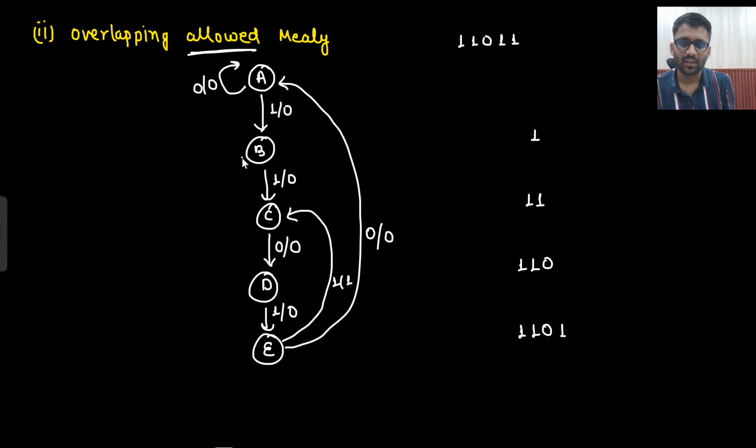So it will start from the beginning again. What about C? If 0 is applied, it needs to go ahead. If 1 is applied, it will look for the best case. What is the best case? 1, 1. C itself. So if 1 is applied, it will come back to C only.